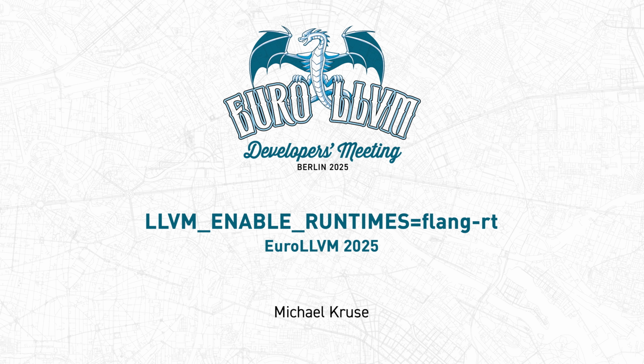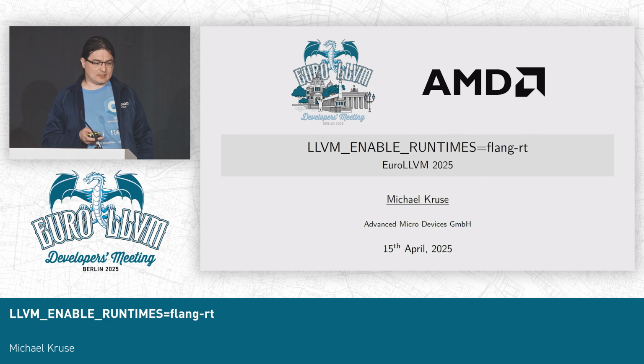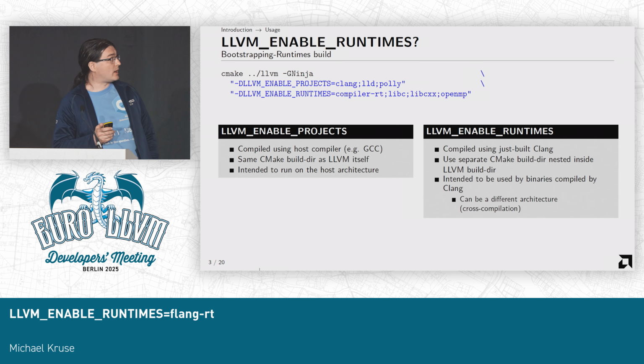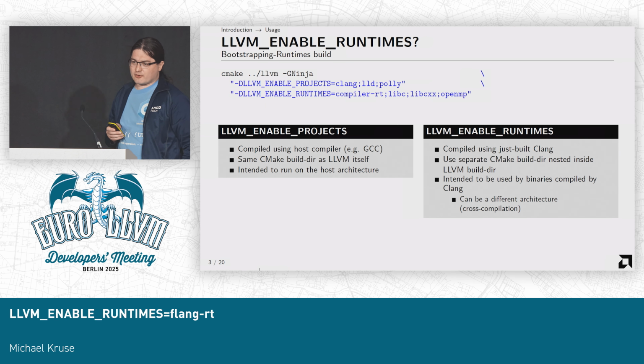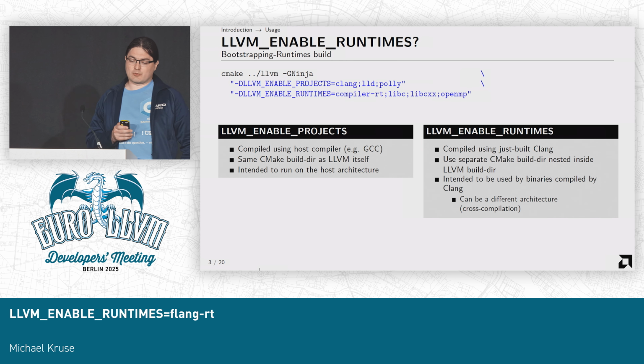So my talk is about my experience on making the Flang runtime compilable or buildable as a runtime. So it's in the title. My first thing is about what's actually the difference between LLVM_ENABLE_PROJECTS and LLVM_ENABLE_RUNTIMES.